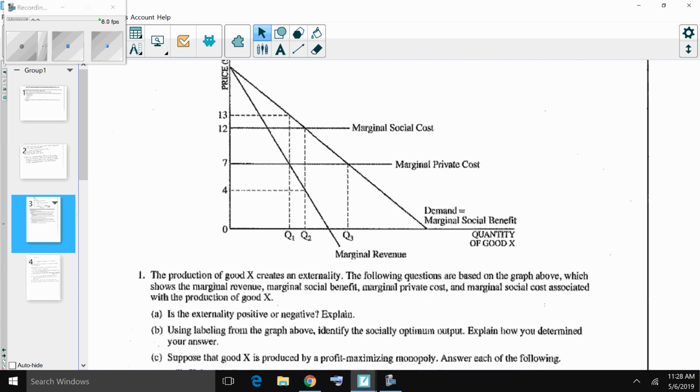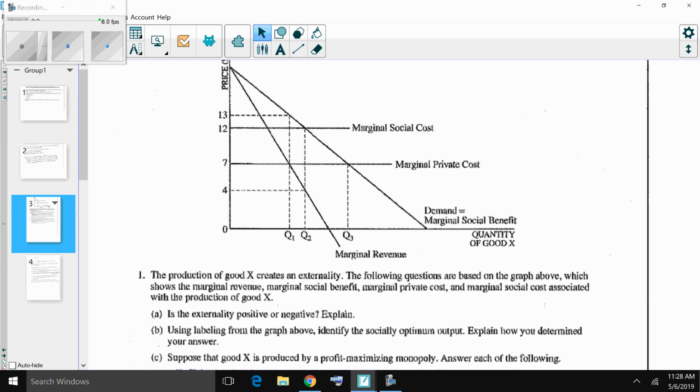So here is price and quantity on our axes. You can see that we have a perfectly elastic MSC, perfectly elastic MPC. We have demand equals MSB, and we have MR. We know that this is going to be an imperfect market, a monopoly or monopolistic competition, because of our graph. All right, and so we are going to go through and answer some questions.